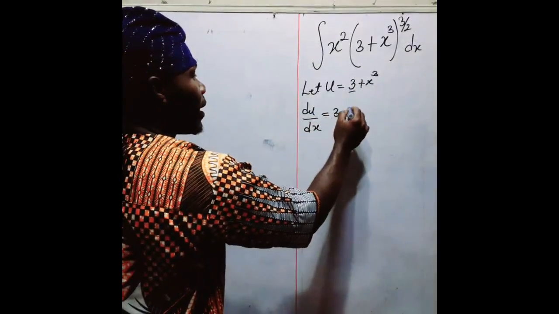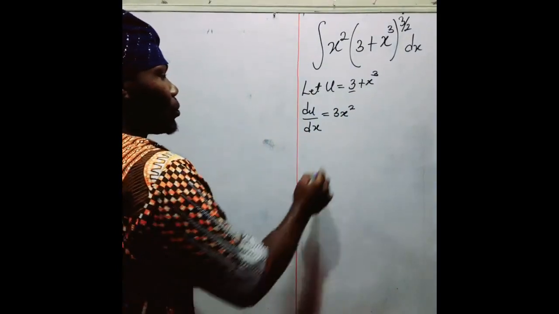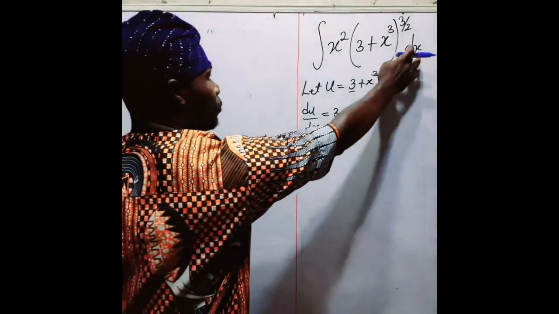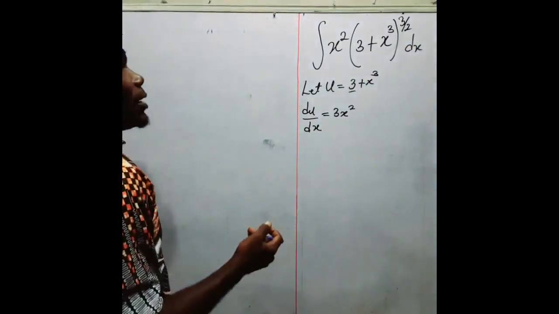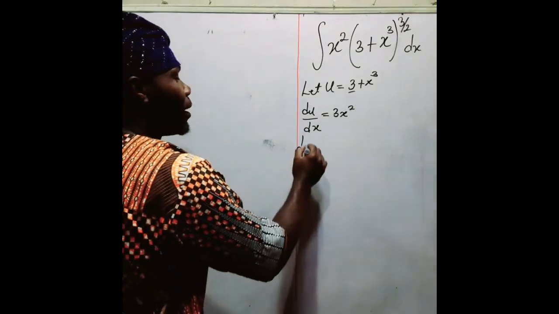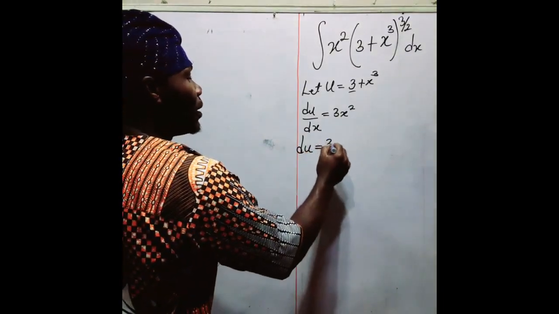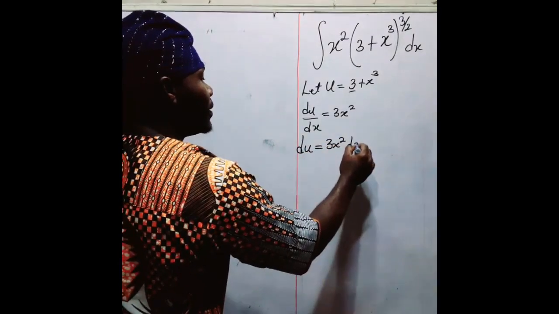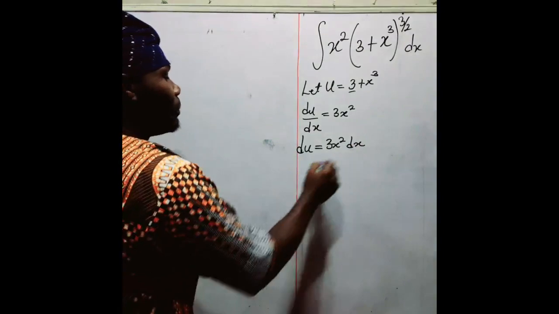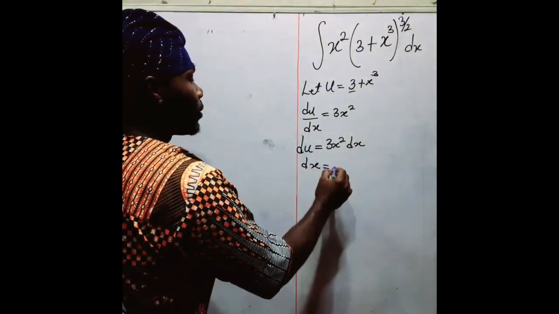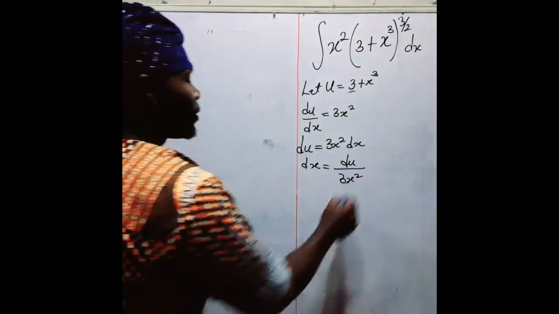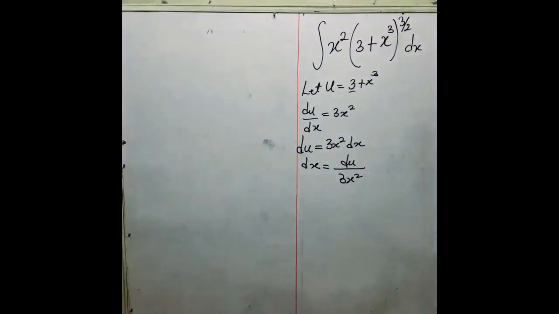We have 3x squared. So you try to make dx the subject of the formula, because we are doing integration by substitution. We have du is equal to 3x squared dx. So if du is 3x squared dx, meaning that our dx is equal to du over 3x squared. So this is the value of dx.